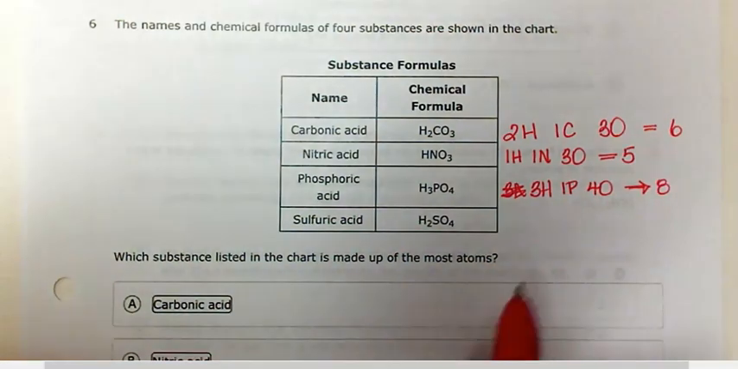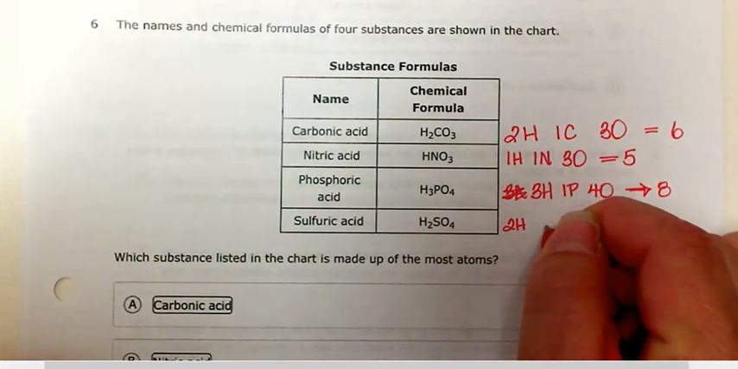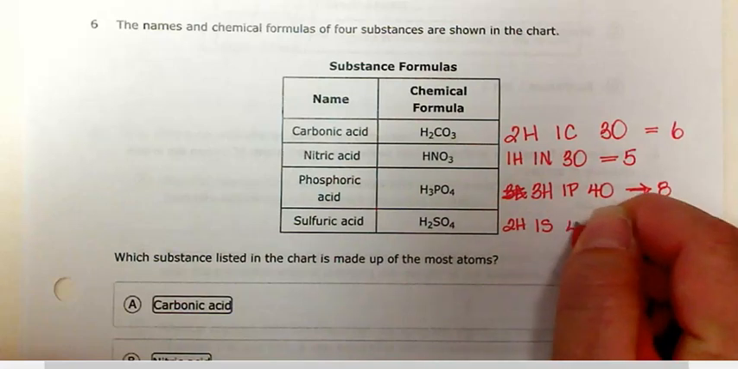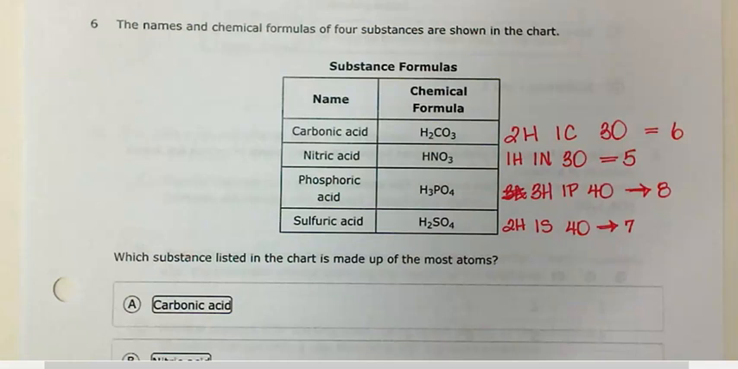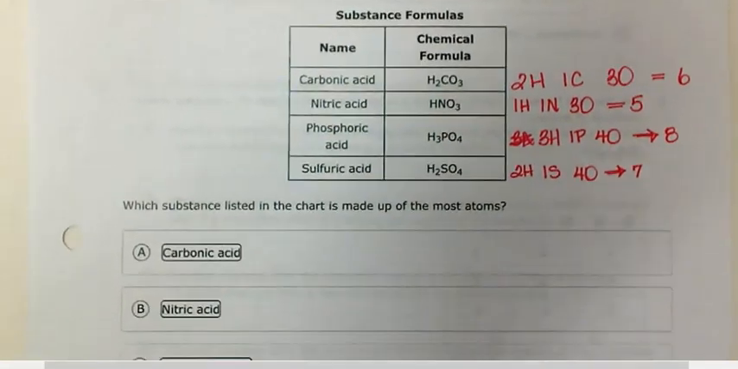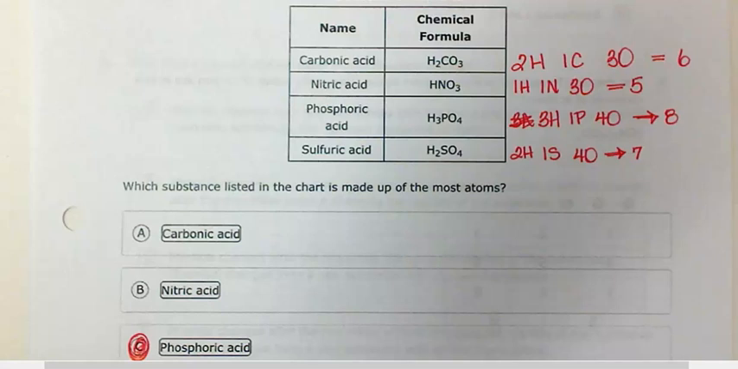That might be our winner in a minute. Sulfuric acid has 2 hydrogens, 1 sulfur, and 4 oxygens for a grand total of 7. All right, so which substance listed in the chart is made up of the most atoms? That is going to be phosphoric acid, because it has 8 atoms.